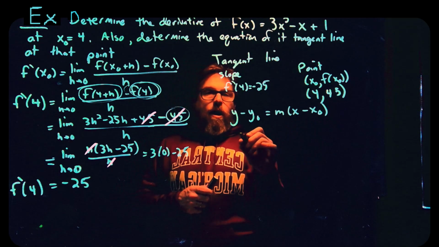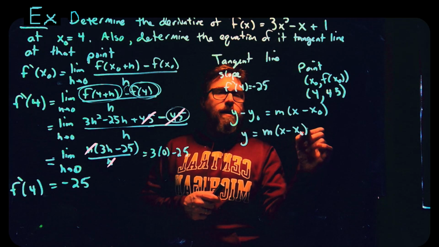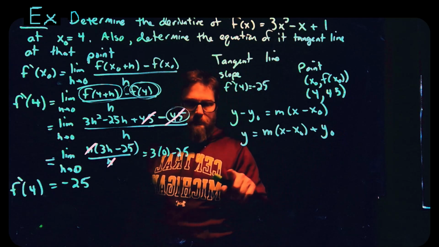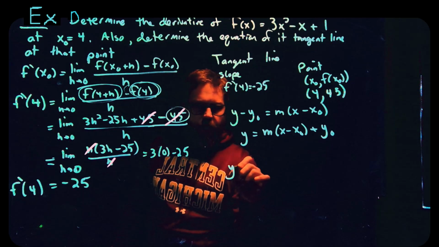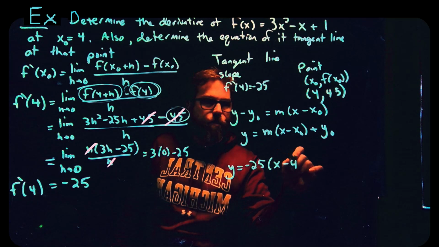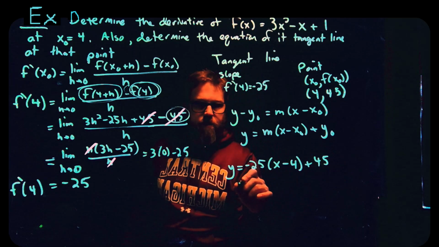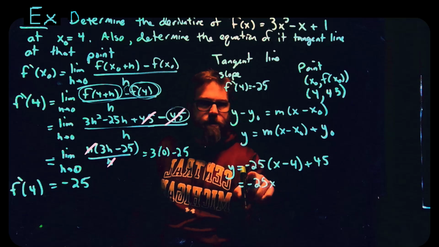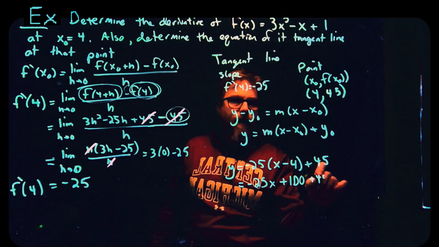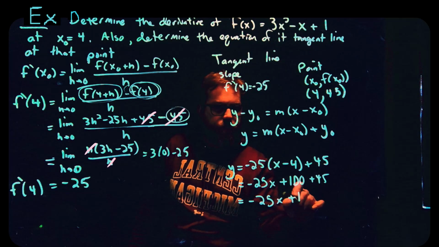So another way of writing this is I can send that to the other side because I want to show you a formula that they tend to write, and it scares students. So when we plug this in, we have y is equal to m, which is negative 25, times x minus 4, and then we have plus 45. So simplifying this is minus 25x, negative 25 times negative 4 is going to be plus 100. And we have plus 45. So the equation of this tangent line is going to be equal to this.